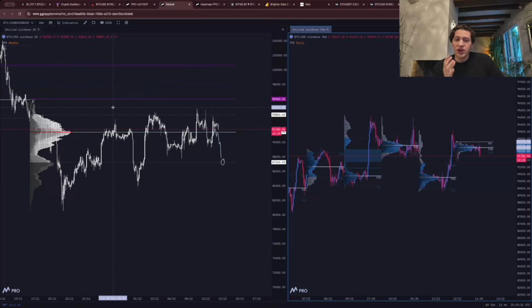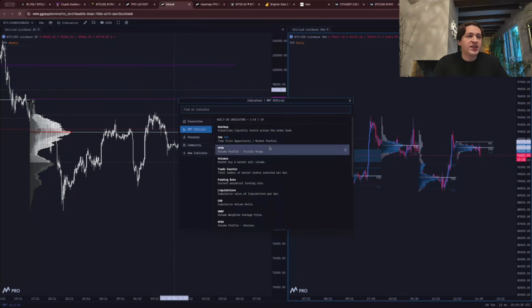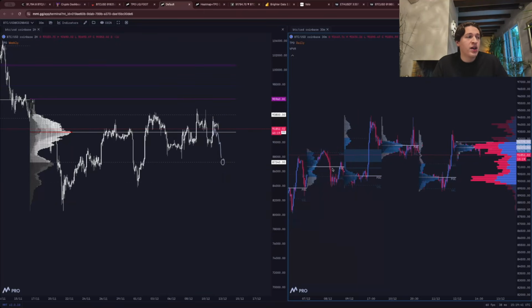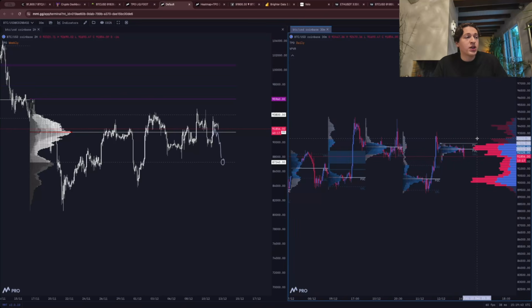So what is TPO? TPO is time price opportunity. So for example, let's add something that is similar to the TPO, which is the VPVR, volume profile visible range, okay? If we add it here, you can see it's on the right. So what is a volume profile? A volume profile is a profile, okay, with horizontal levels, horizontal bars, where you have the levels where the volume was the biggest on this chart, okay?